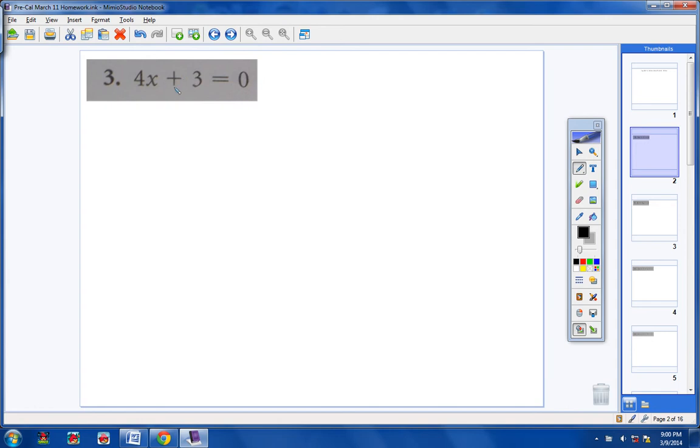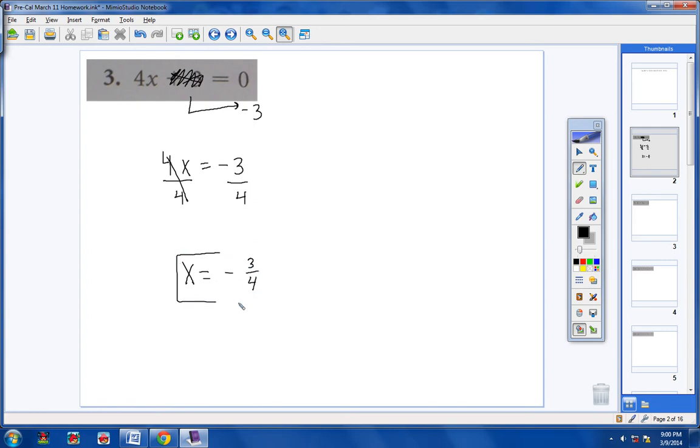On number 3, I want to get x by itself, so I'm going to take this positive 3, bring it over to the left side and make it a negative 3. So I'm left with 4x equals, remember this is gone, we took it to the other side, 0 minus 3 is negative 3. Now next we want to get rid of the 4, so we divide by 4, these cancel, and your answer is a negative divided by a positive is a negative, and 3 divided by 4 is simply 3/4. Okay, there's your answer, and let's continue on.